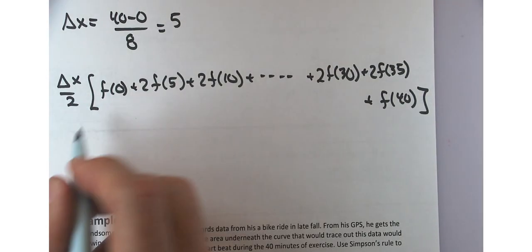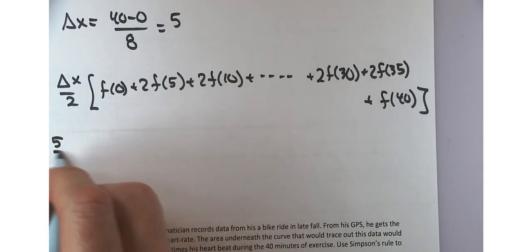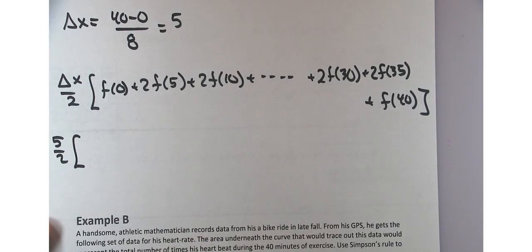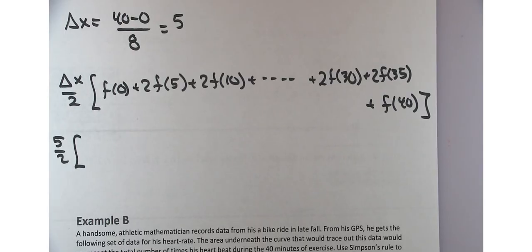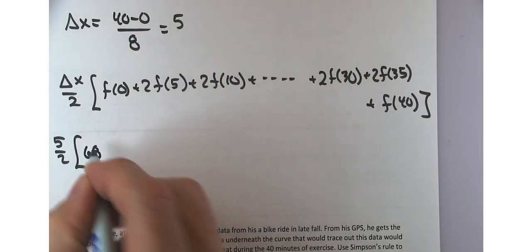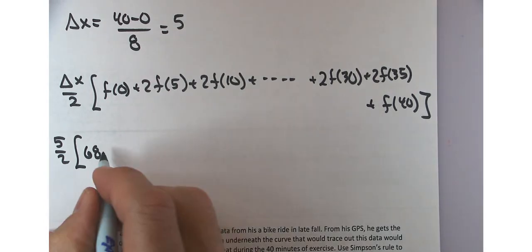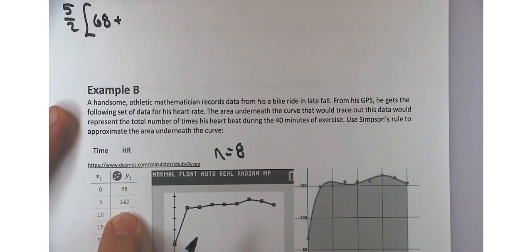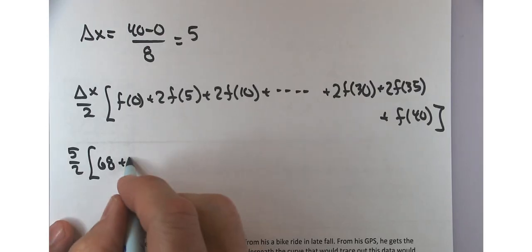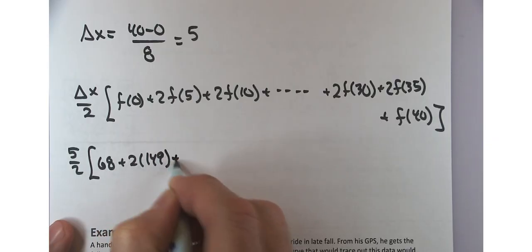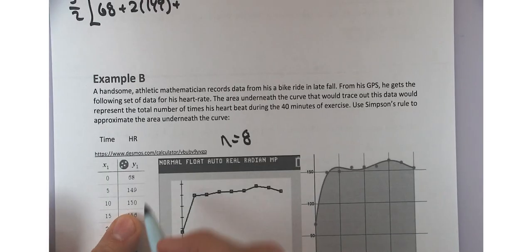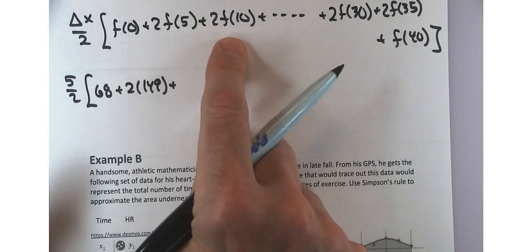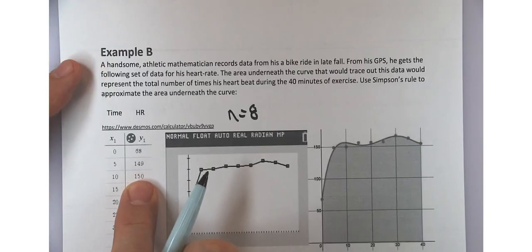Delta x was 5, so this is going to become 5 over 2. What's f of 0? Can anyone tell me what f of 0 is? Yeah, 68. That's coming from down here, in case you're wondering. So at f of 5, heart rate had jumped up to 149, so 2 times 149, and so on. Your numbers here for f of 5, f of 10, etc. are all going to be coming from this down here.